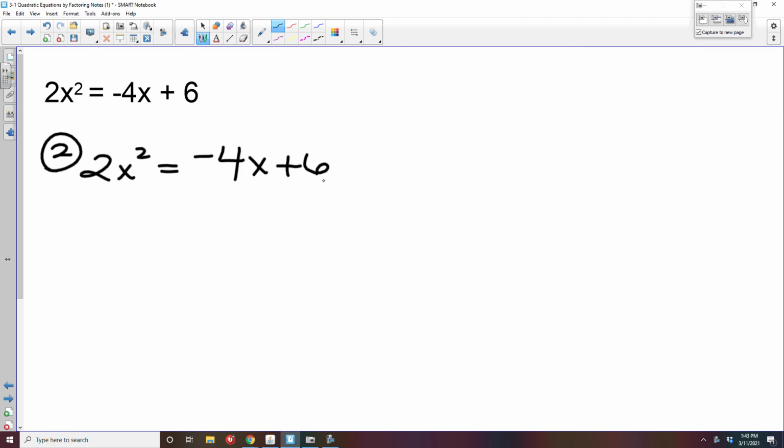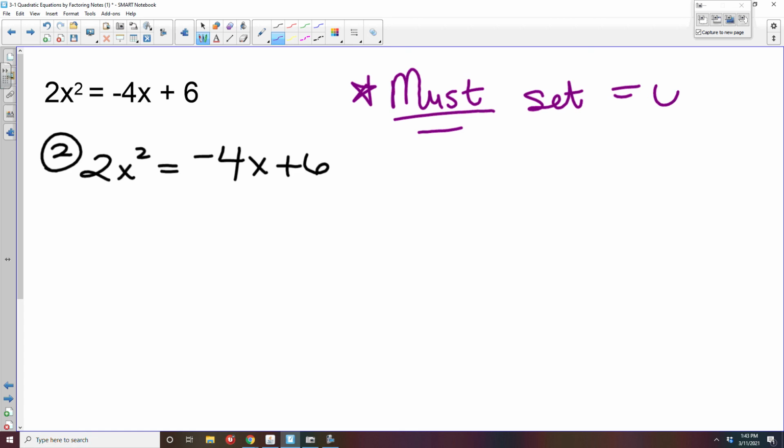Now this one has a first new step that we're going to have to make. We're going to have to make a note about it. Right now it's 2x squared equals negative 4x plus 6. It's got to be on the same side. You got it. Everything has to be on the same side, so I have to set it equal to what first? 0. So we must set it equal to 0 first.